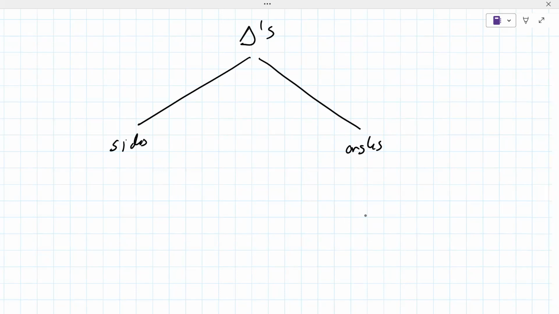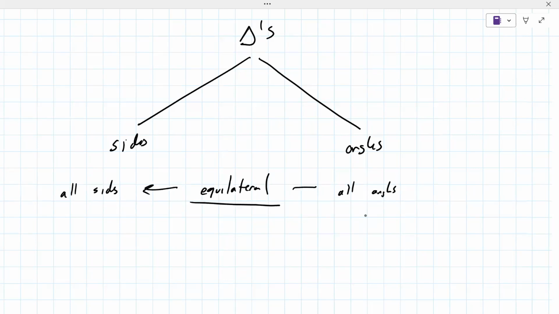If all the sides are the same and all the angles are the same, do you remember what that is called? And I'm writing it down now. Equilateral. And one implies the other. If all the sides are congruent, then all the angles are congruent. If all the angles are congruent, then all the sides are congruent. And that's what I mean by vocabulary. You have to know this.